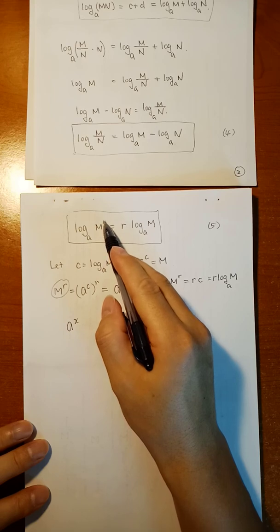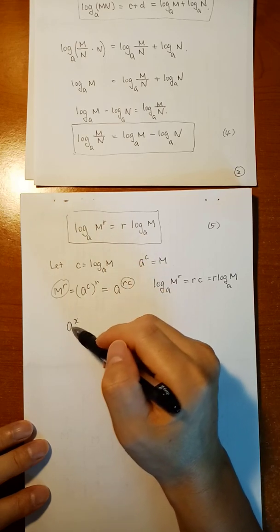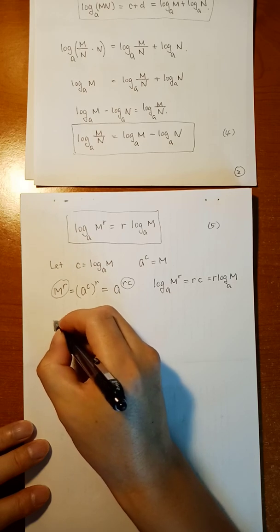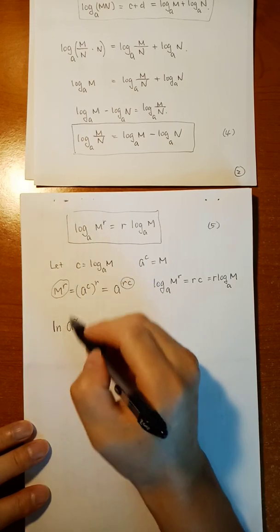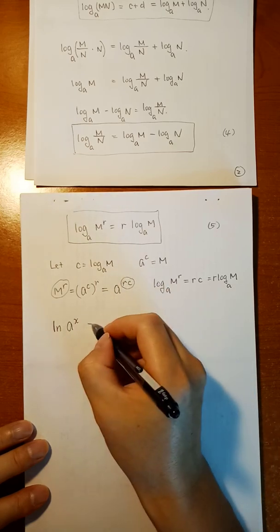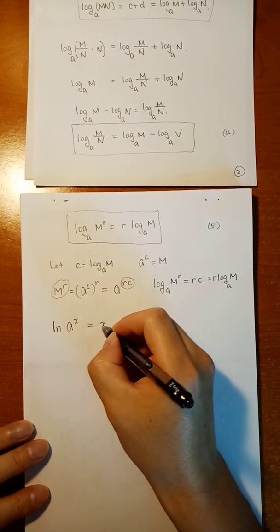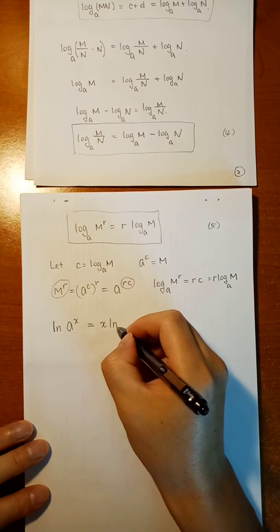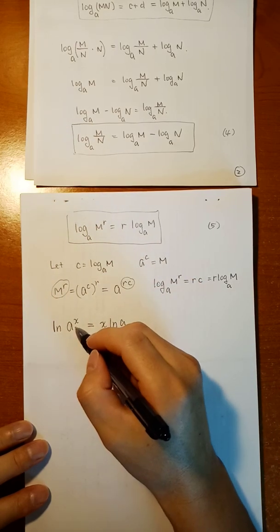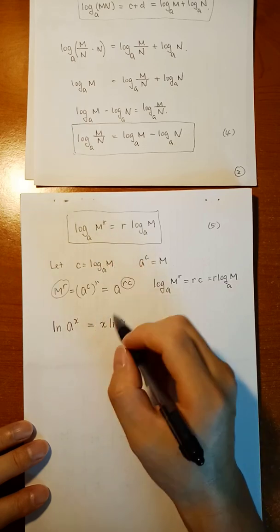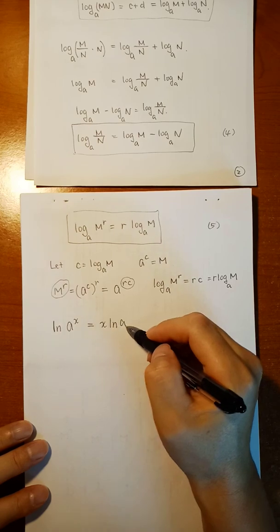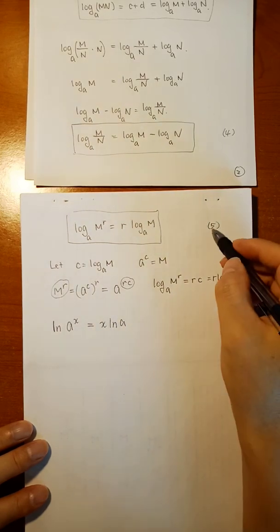Here, a to the x. This is a power, and I consider the ln. Ln means we choose a special base e. Then this is equal to x ln of a by the definition. Ln of a to the x: you move x forward and you copy the ln of a. Okay, this is property 5.